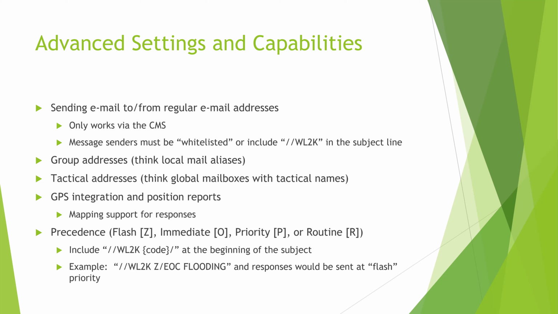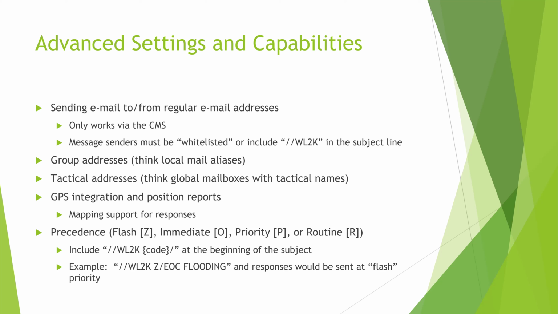So if you've got an emergency, you definitely need to get that message through. You can send it with a higher priority. And the way you do that is you include /WL2K space and then the code letter, either Z, O, P, or R, in the subject line. And there's an example that says this is a flash, the EOC is flooding.